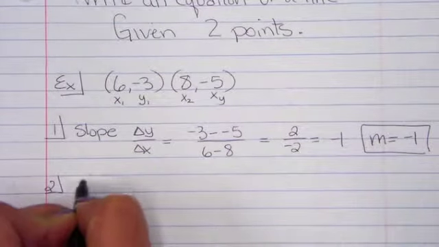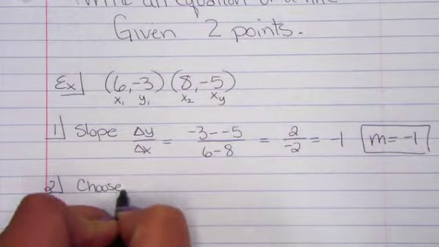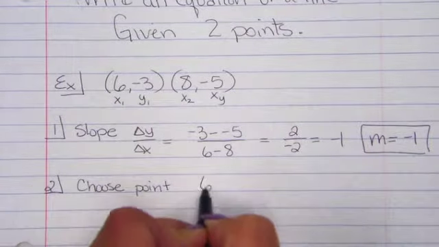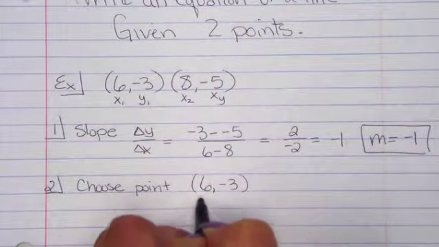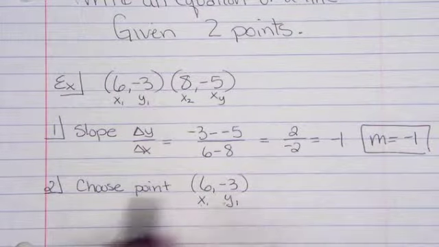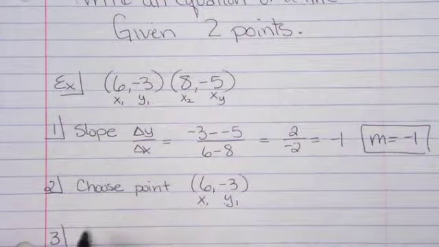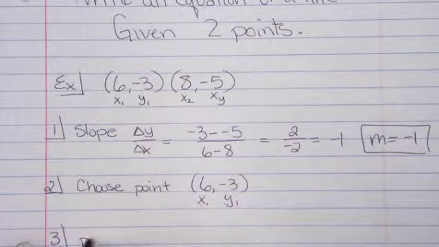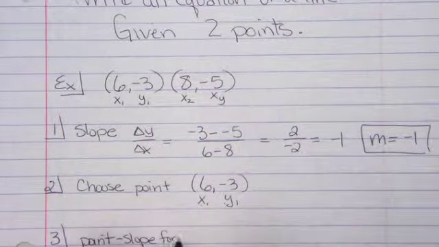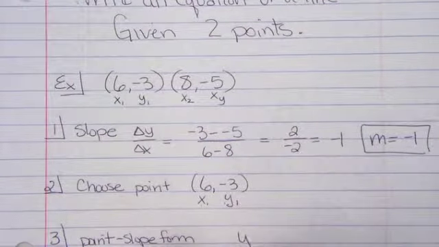Second, you need to choose one of the points. I am going to choose the first point, (6, -3). And again, I'm labeling it my x1 and my y1. Third, we're going to use point slope form to write our equation.